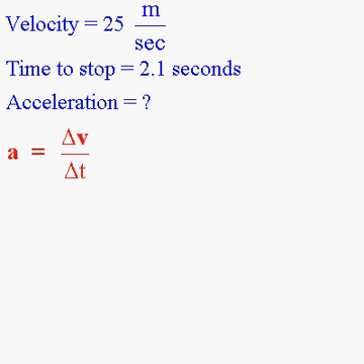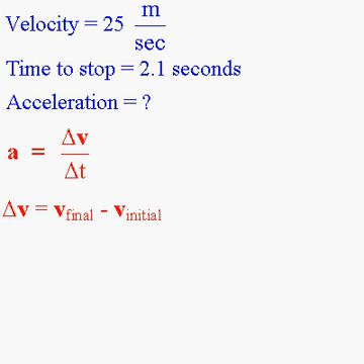It says that acceleration is the change in velocity over the change in time. To use this equation, then, we need to know the change in velocity. What's the change in velocity? Well, the car started out traveling 25 meters per second and eventually comes to a halt. So the initial velocity is 25 meters per second and the final velocity is 0.